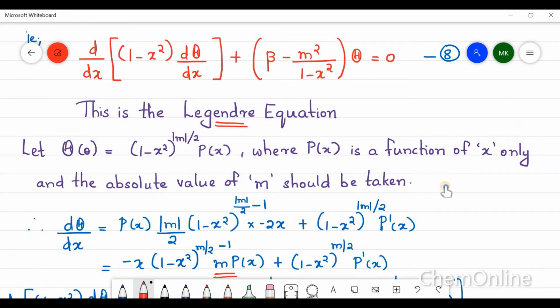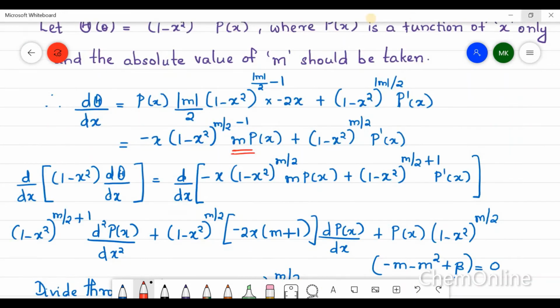Let theta equals 1 minus x square raised to m by 2 p of x, where p of x is a function of x only, and here the absolute value of m is taken. So if theta equals 1 minus x square raised to m by 2 into p of x, then first find out d theta by dx. So that will be equal to p of x into m by 2, 1 minus x square raised to m by 2 minus 1 into minus 2x plus 1 minus x square raised to m by 2 into p dash x. P dash x means dp of x by dx. And you will get like this.